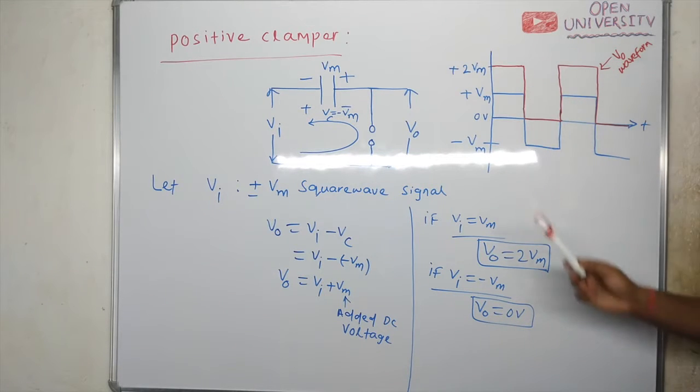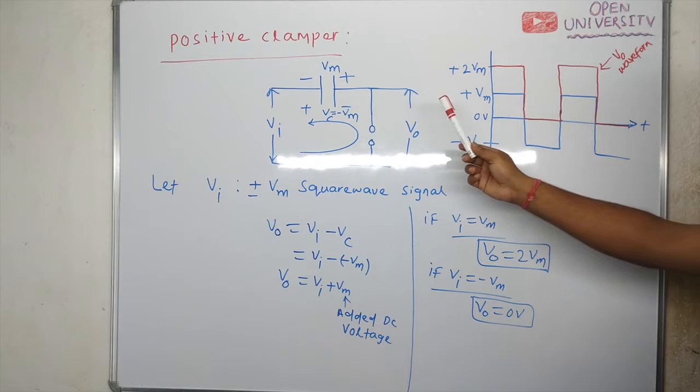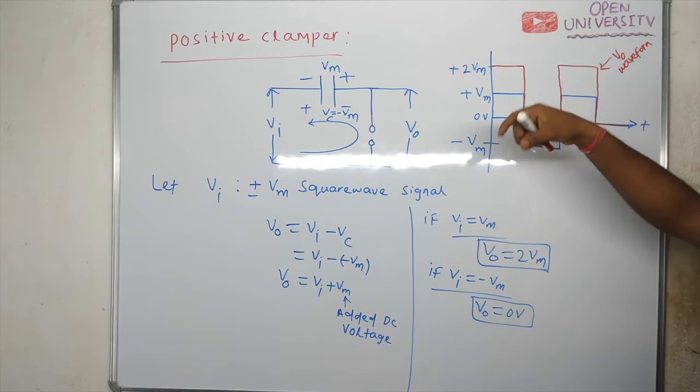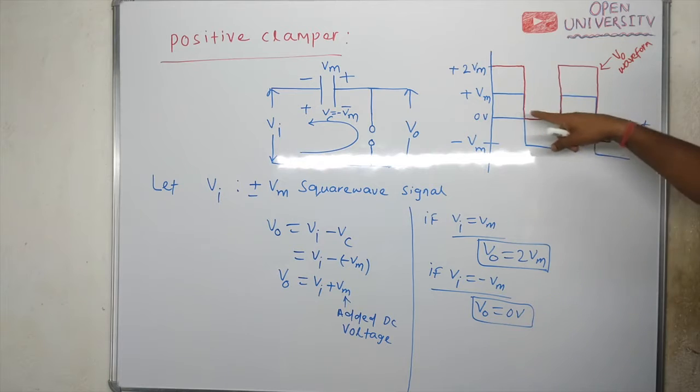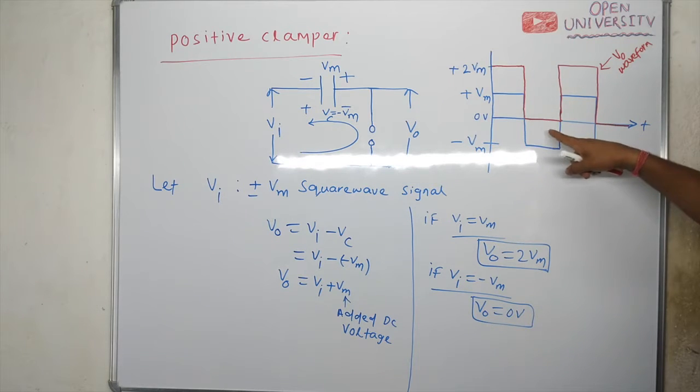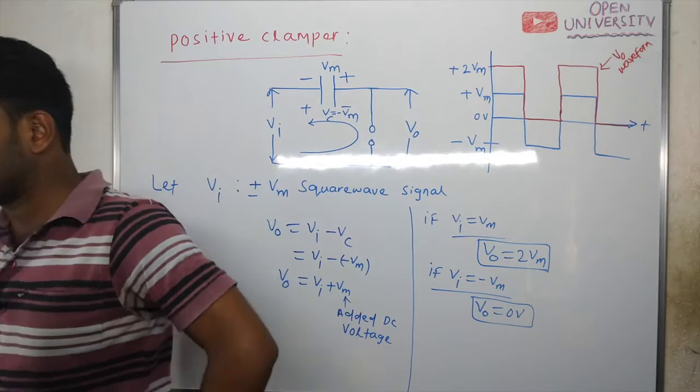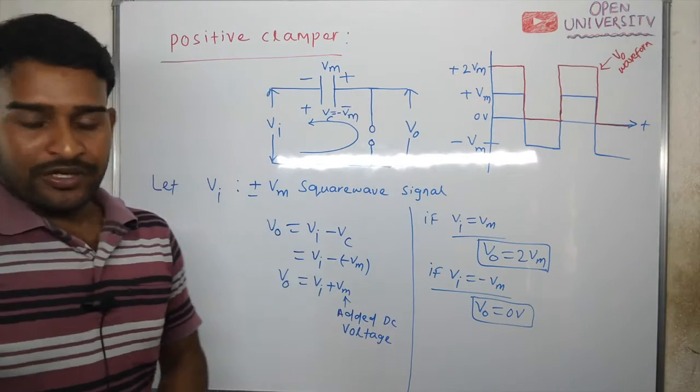And see, this positive clamper is clamping. Clamping means hanging. This positive clamper is clamping its negative peak to the 0 volt. So the positive clamper is also called a negative peak clamper.